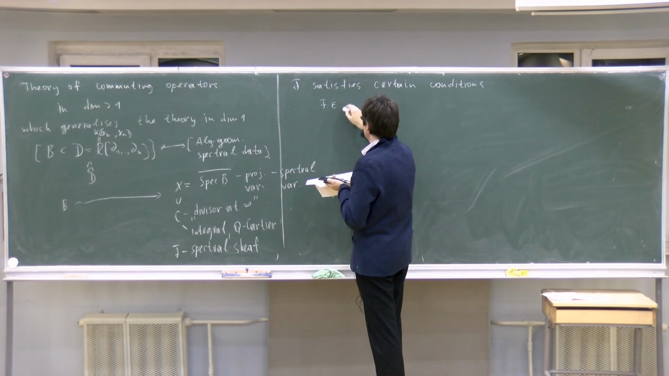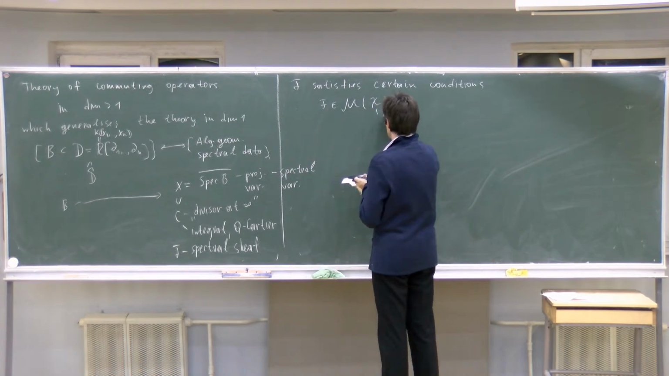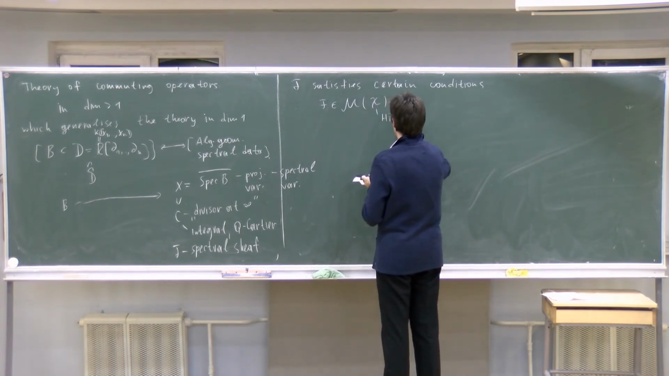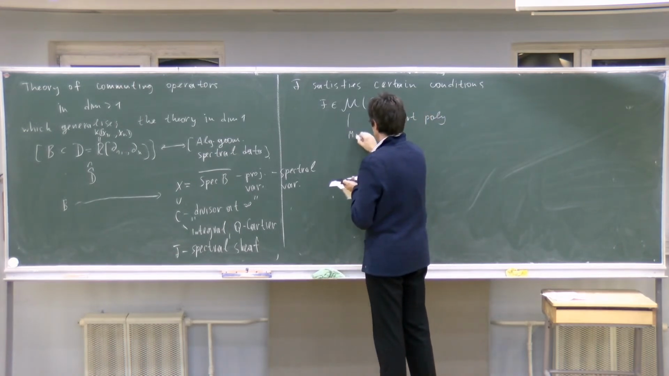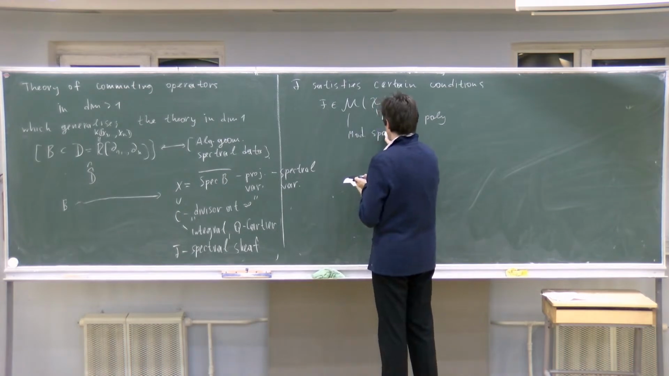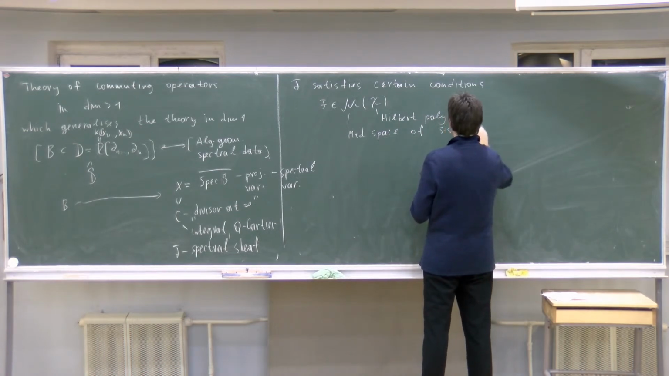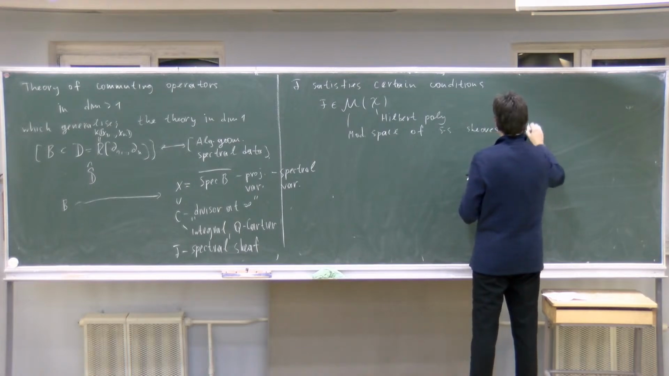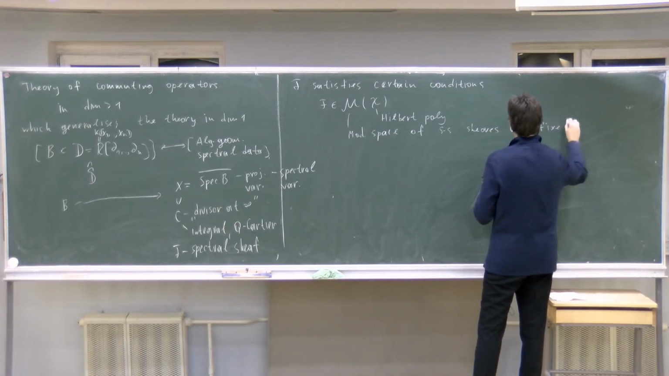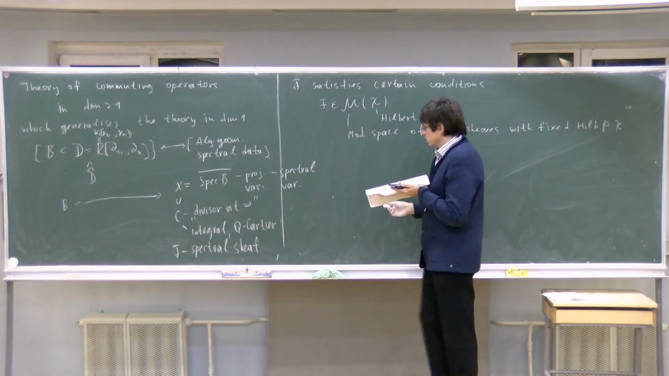What can be said is that F belongs to the moduli space of sheaves with prescribed Euler characteristic and Hilbert polynomial. It is a moduli space of stable sheaves with fixed Hilbert polynomial.